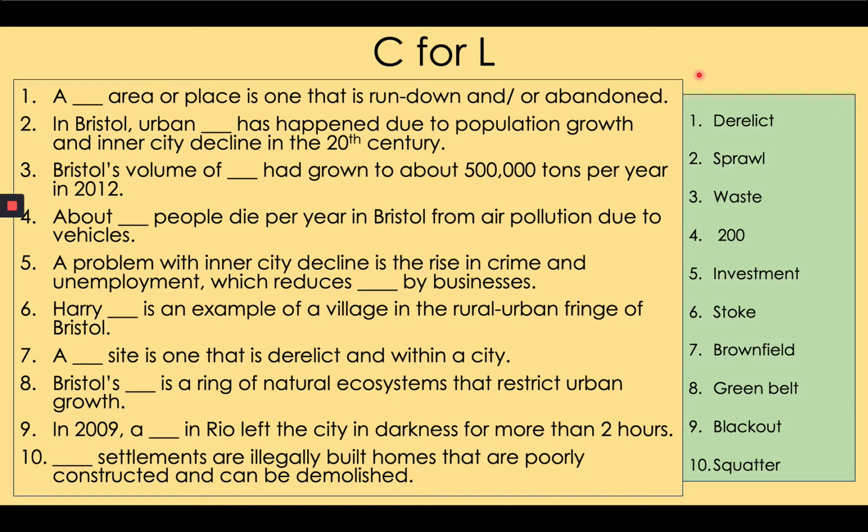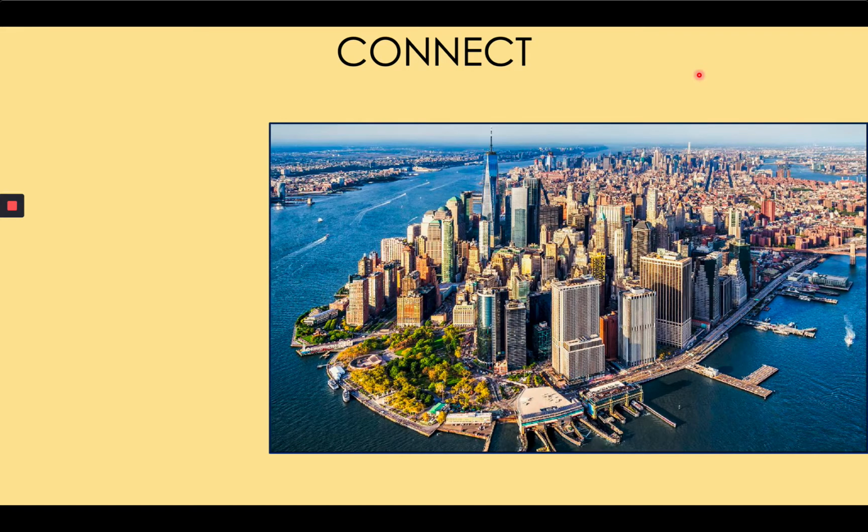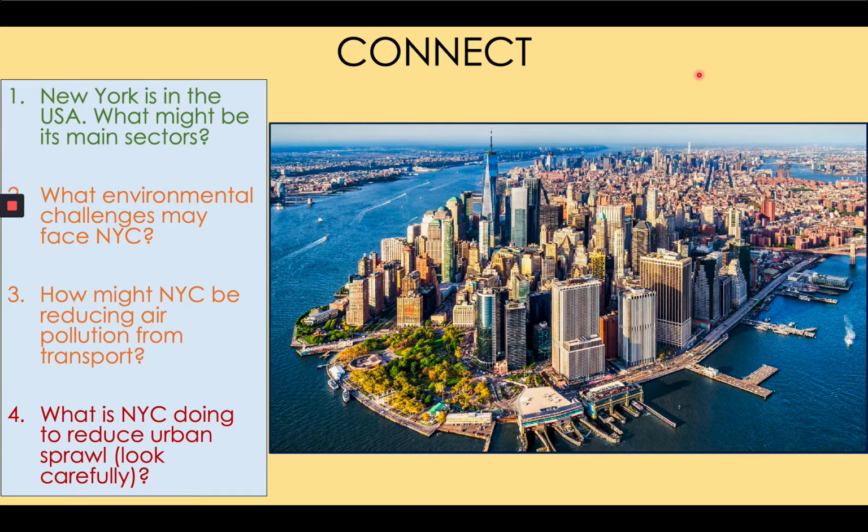To introduce the idea of how HIC cities reduced environmental impacts, I'm going to show you a photo and some questions. Use the photo and your own knowledge to answer the questions and then we'll discuss them. Number 1. You should have said that since the USA is a HIC and the richest country in the world, the main sectors, as in most cities, especially in HICs, are the tertiary and quaternary sectors. Services such as office jobs, retail, shopping, tourism, and quaternary research, for example in universities.